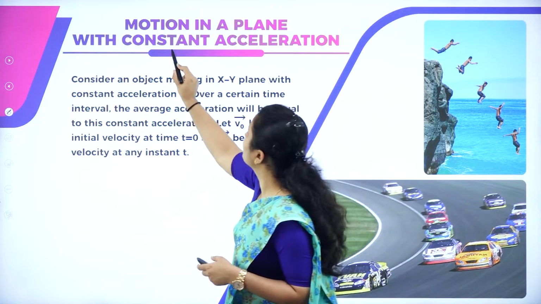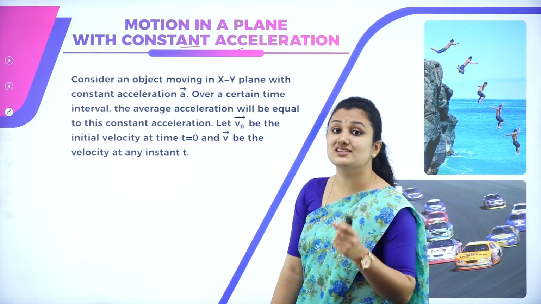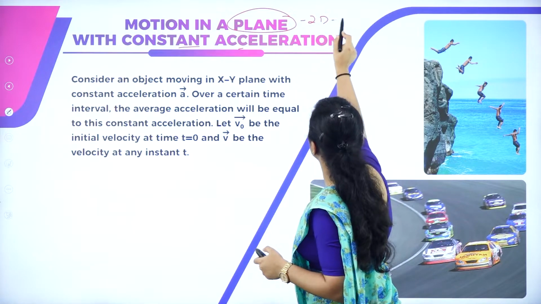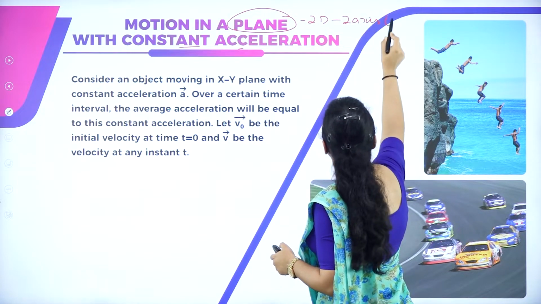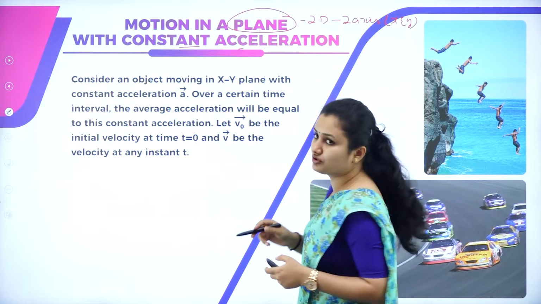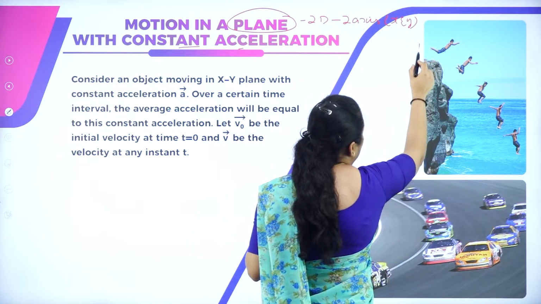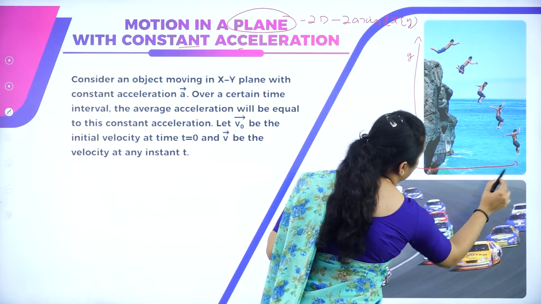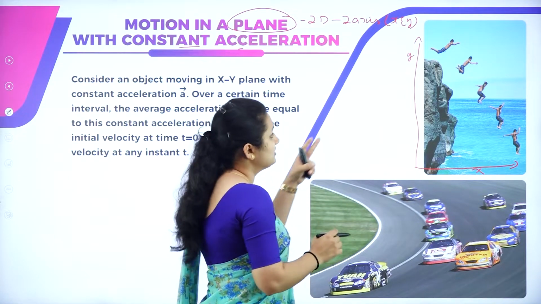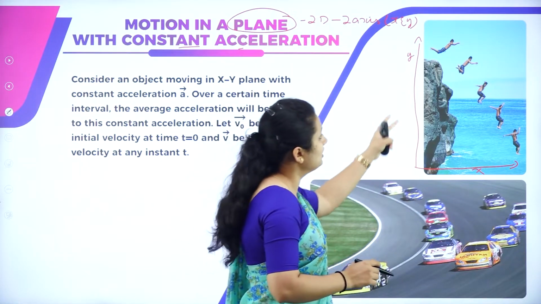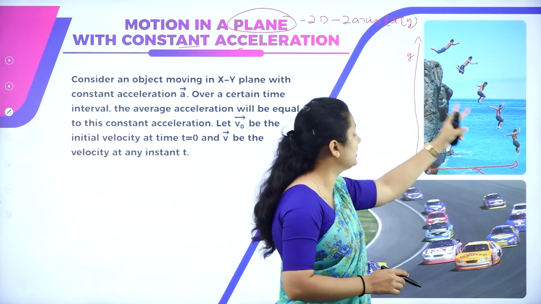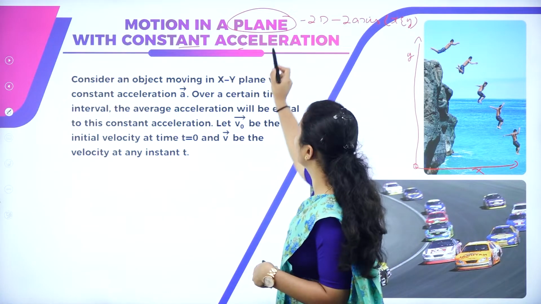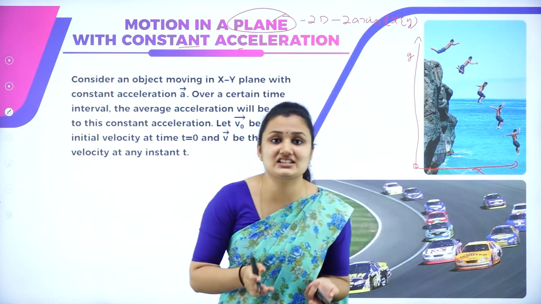Motion in a plane with constant acceleration. What is this term, constant acceleration? A plane is nothing but two dimensions, so we use two axes, x and y, to represent the motion of the body. You can see a boy is standing at some height. This is your y-axis. He is jumping into the water. This is your x-axis. So we study the motion of an object, of a person, with respect to two axes, x and y. This is what we call motion in a plane with constant acceleration.